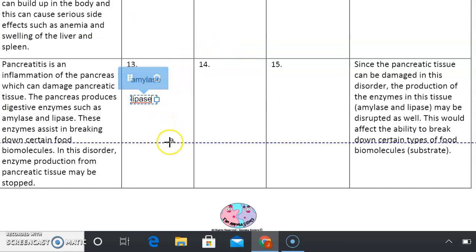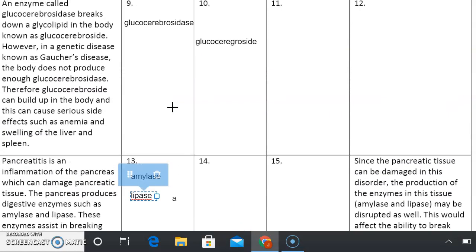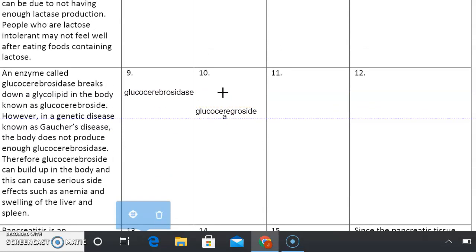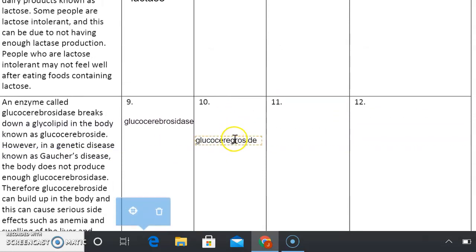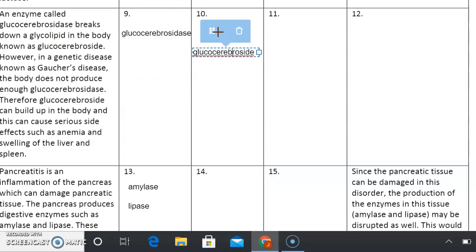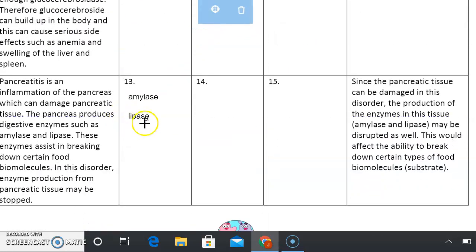Okay. And the thing about the names of many of these enzymes is they tell you what they're working on, like glucocerebrosidase works on glucocerebroside. Not spelled correctly there, but okay. That one should be glucocerebroside. And then lactase works on lactose. And here we have lipase. What do you think lipase might work on? Because it didn't tell us. Lipase actually breaks down lipids.